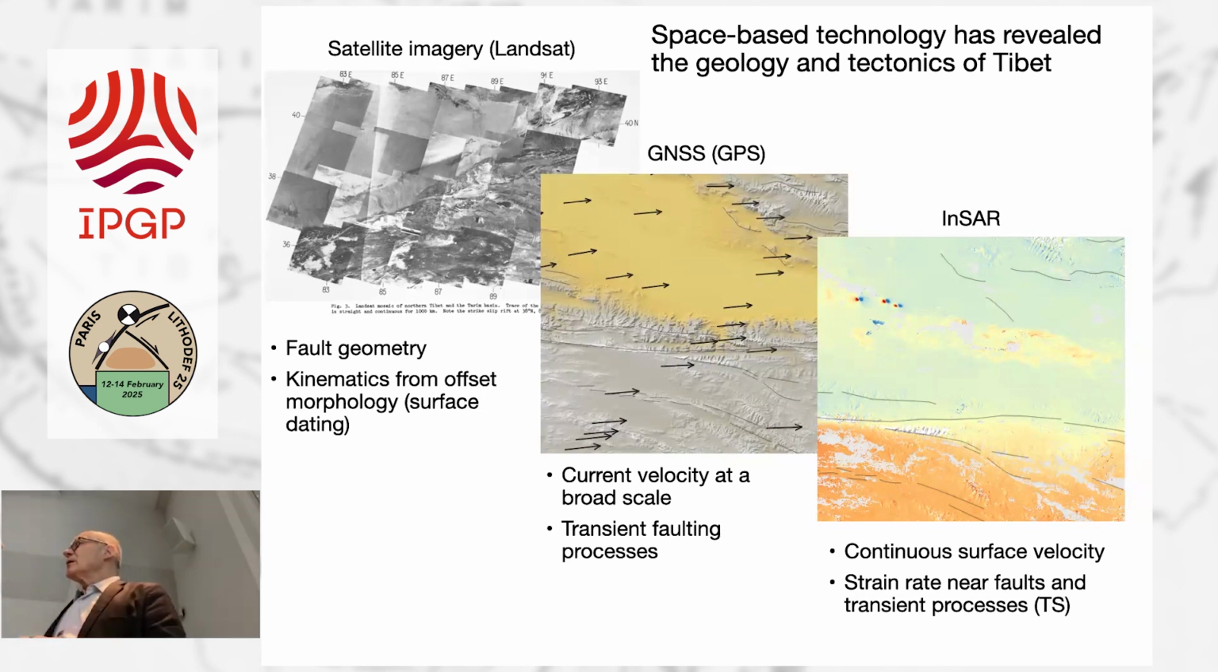Given the difficulty of access and the size of the Tibet collision areas, it's not a surprise that space-based technology really played an important role in the understanding of what's going on in Tibet. And we mentioned the deployment of several and now thousands of GNSS instruments in Tibet, and of course now with the advanced end of InSAR. So I'm going to talk about InSAR now and the recent result we obtained.